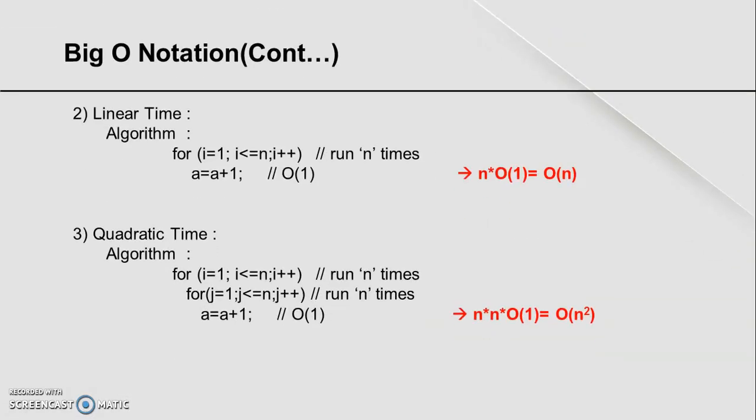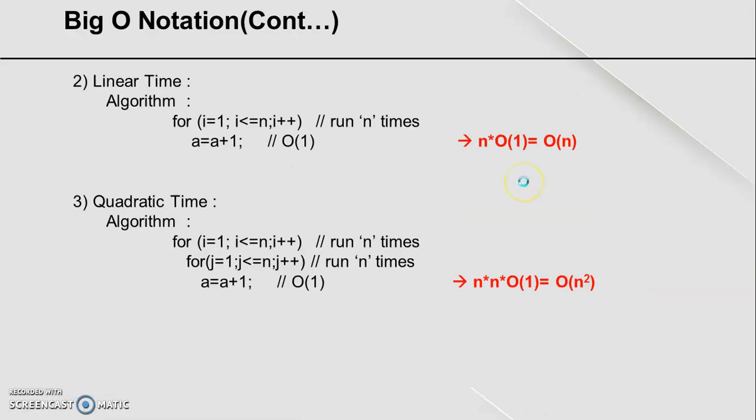Similarly, for linear time calculation, for example, we have a for loop in this algorithm: i equal to 1, i less than or equal to n, i plus plus. This loop will run n times. a equal to a plus 1 is a simple statement, O of 1. But it is running n times, so it will become n into O of 1. So finally it will become O of n. The same statement is running n times.